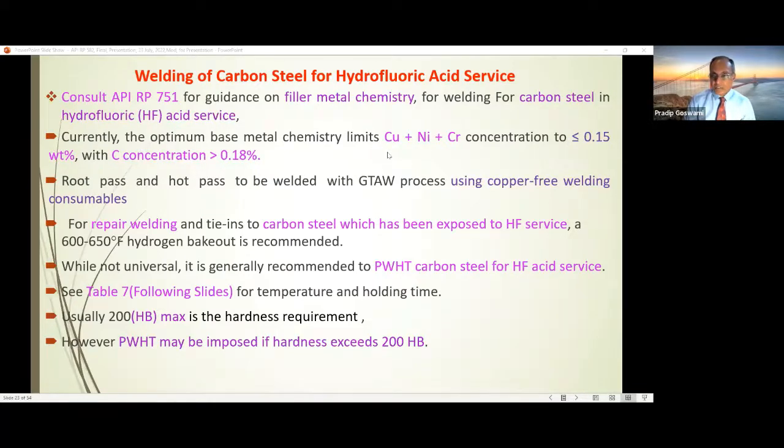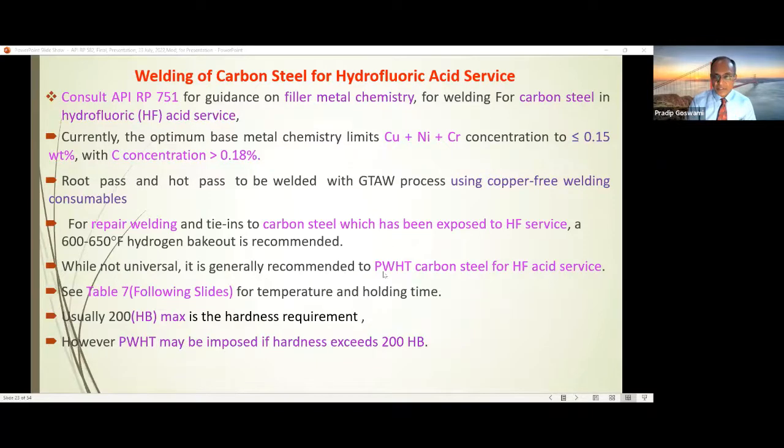There are restrictions on copper, nickel, and chromium, whose concentration should not exceed 0.15 weight%, and the carbon should not be more than 0.18%. The root and hot pass shall be welded with gas tungsten arc welding using a copper-free welding consumable. For repair welding and tie-ins which had been exposed to hydrofluoric acid service, a hydrogen bakeout at 650 degrees Fahrenheit, or in the range of 300 degrees centigrade, is recommended.